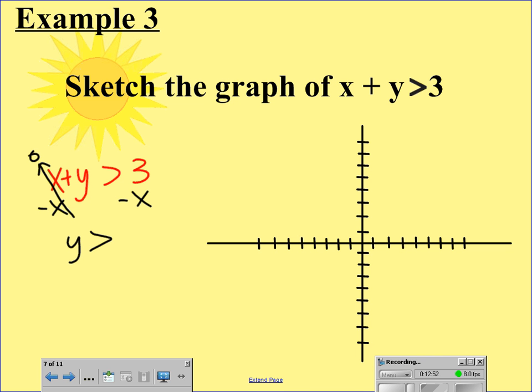Make sure you're writing this down, not playing on your calculator. I have 3 minus x or negative x plus 3. It's the same thing. So if you want to write it as 3 minus x, you can, but you've got to make sure you remember that your intercept is 3 and your slope is negative 1, or rise over run, negative 1 over 1.